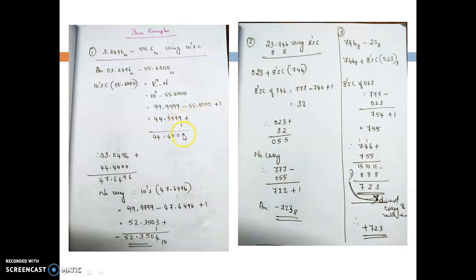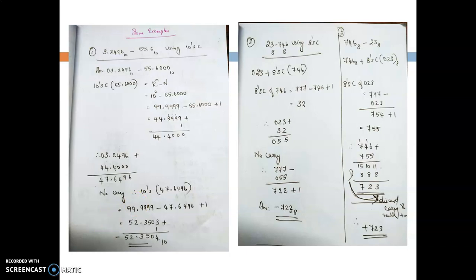So it is 9 plus 1, 10 with a carry 1. It is a 10 with carry 1, 10 with carry 1, 3 plus 1 is 4. Which is equal to 44.4000. That is the tens complement of this number. Now this tens complement has to be added with this number, which will give you 47.6496. There is no carry generated from the MSB. So what it indicates is that this result is in tens complement format. That is, 47.6496 is in tens complement.